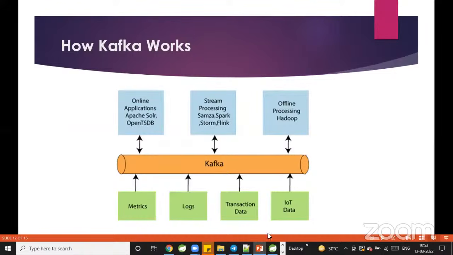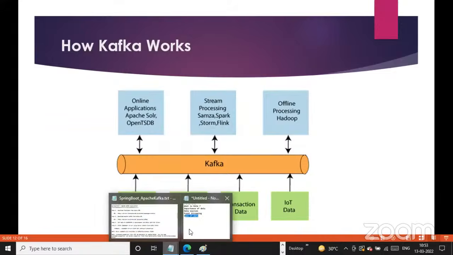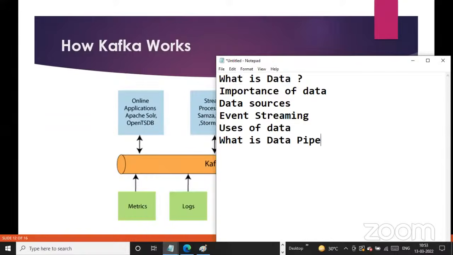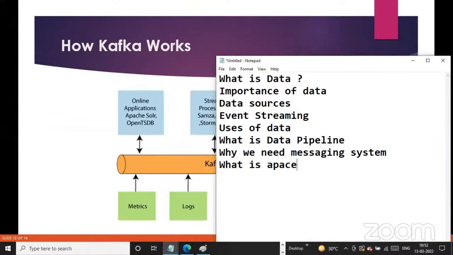So now you understand the clarity. Now you have clarity on what is Kafka. So what we learned so far? What is data and the importance of data? What is event streaming? Uses of data. What is a data pipeline? And why we need a messaging system? What is Apache Kafka?